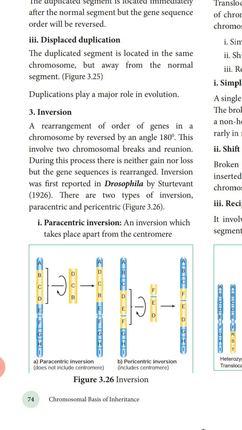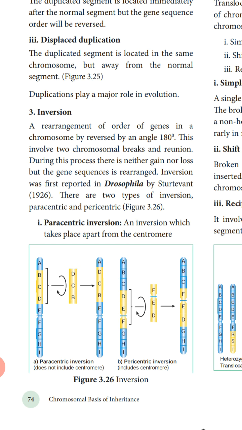So here you can see in the B diagram, the sequence of genes A, B, C, D, E, F, G, H, I. Here what is happening? D, E, F, and you can remember between E and F is the centromere. So here now the segment is getting inverted. The segment of the chromosome is getting inverted by an angle of 180 degrees, and the sequence is becoming F, E, D. Okay, and when they join, so here what is happening? A, B, C, F, after F is the centromere, E, D.